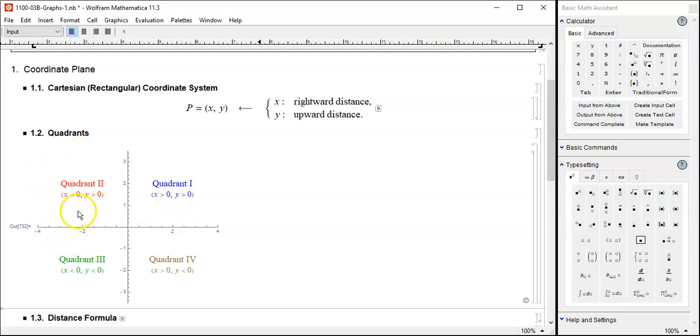Now, how about the second quadrant? x is negative, y is positive. So, negative distance to the right, which means go left. And then y is up, so go up. Now look at third quadrant here. x and y are both negative, which means from the origin, negative distance to the right, which means go left, and then negative distance up, which means go down. Similarly, we have fourth quadrant down here. So starting from here, first quadrant, second, third, and fourth in counterclockwise direction.